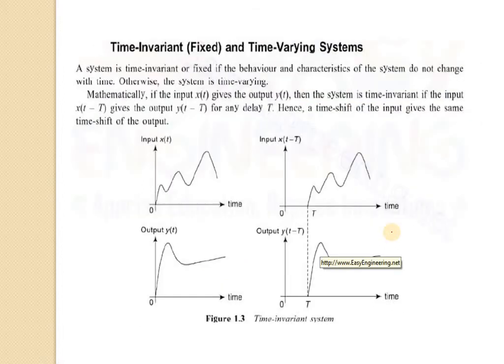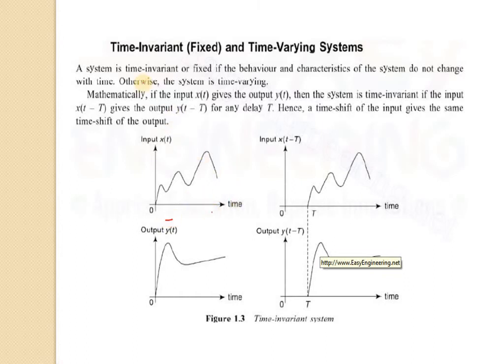Now next one is time invariant and time varying system. Time invariant means it is not varying with time, it is a fixed quantity. Okay, and time varying means it is varying with time. After the time duration, the system will change. That is the main thing. A system is time invariant or fixed if the behavior and characteristics of the system do not change with time.